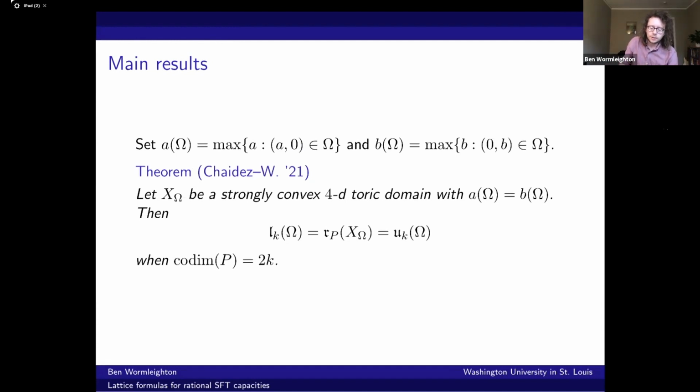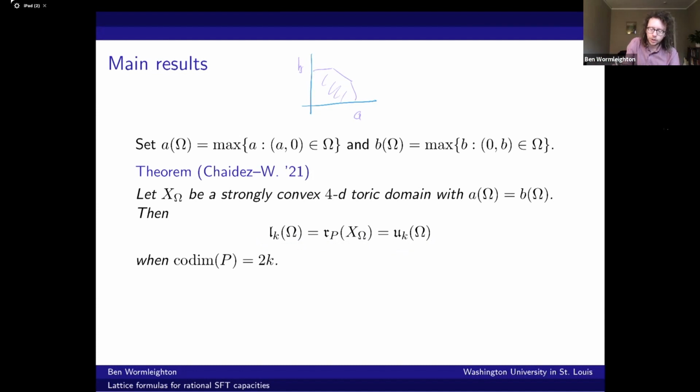Okay, so for our second result, so we only had a sandwiching in general. If, in fact, our domain is kind of special, and if it is as long as it is wide, so we define these quantities A and B, which are basically the lengths of the bits of omega living on the X and Y axes respectively. If A equals B, so like I said, as long as it is wide, in that case, then actually the RPs only depend on their codimension and agree with the upper and lower bounds.